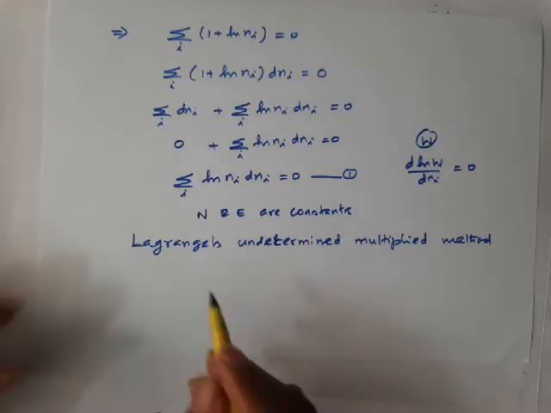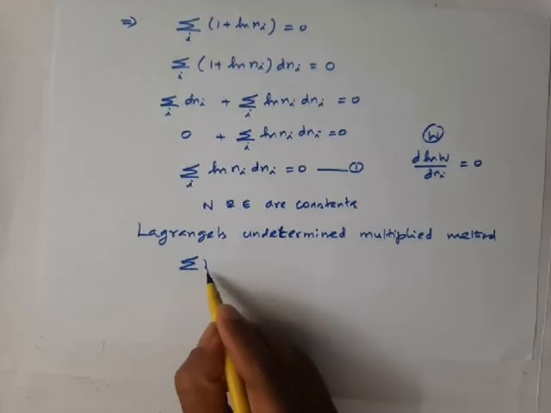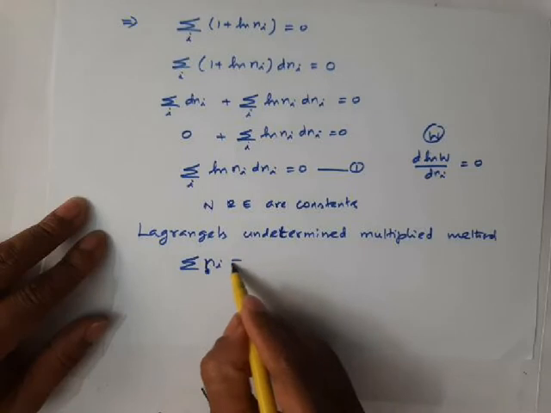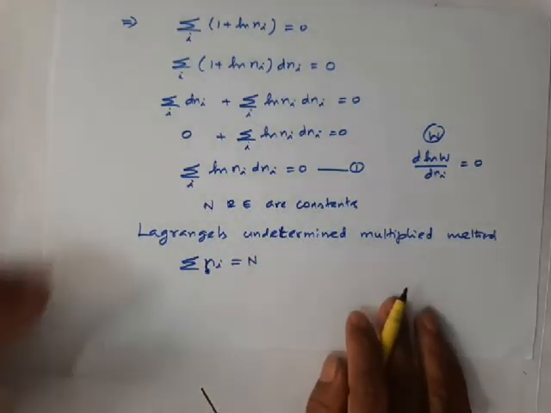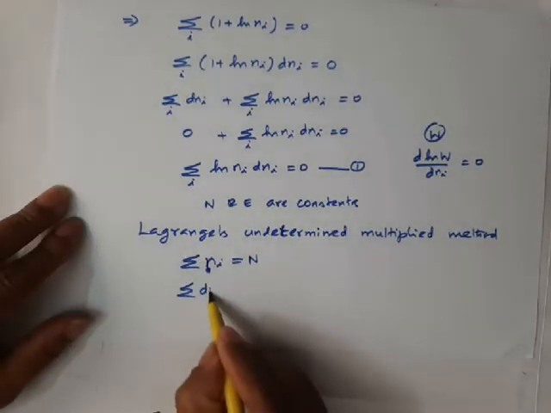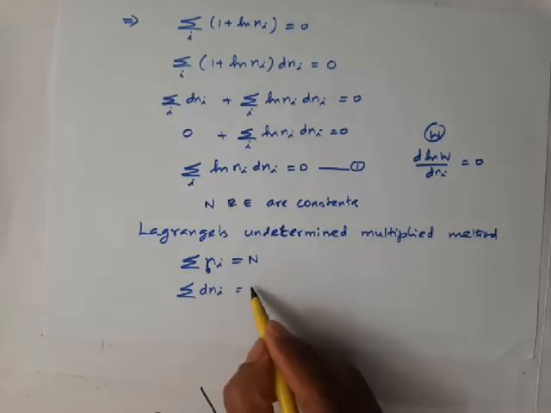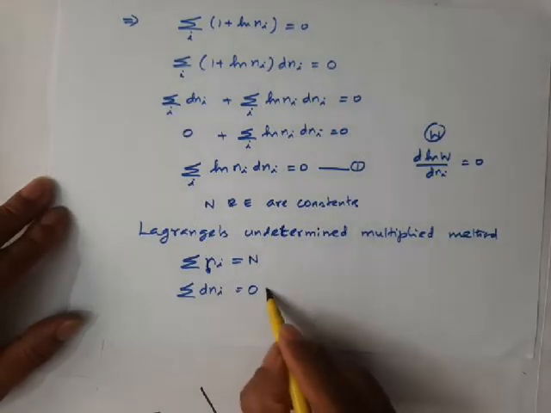see what I am going to do. Summation of the number of particles in each level should be equal to the total number of particles. If I differentiate both sides, what will I get? Summation of dni. Since N is constant, differentiation of N will give you 0. I will take this as equation number 2.